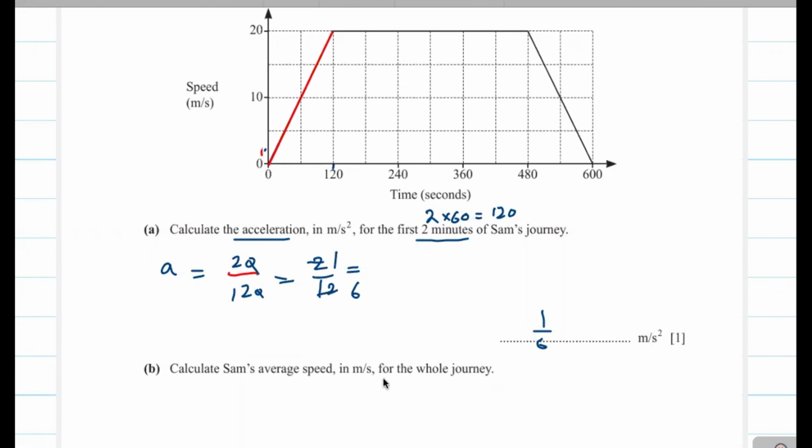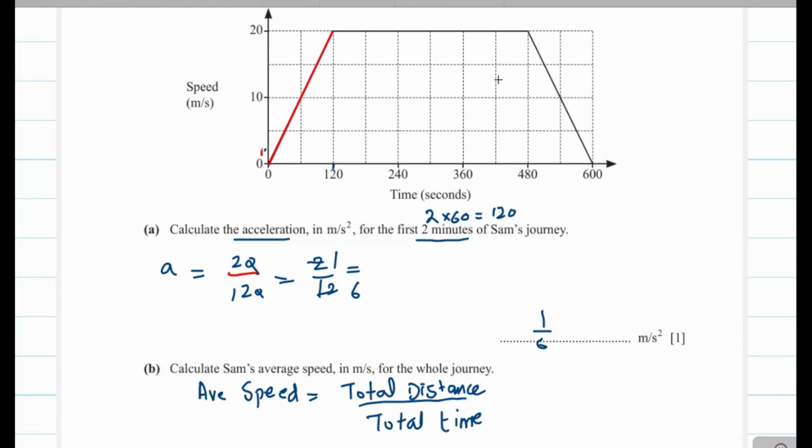Calculate Sam's average speed in meter per second for the whole journey. Now the average speed formula is that average speed will be equal to total distance divided by total time. Firstly, we find the total distance. We can calculate the distance from the speed time graph by taking the area under the speed time graph. Now you see here the area under this graph is a trapezium shape.